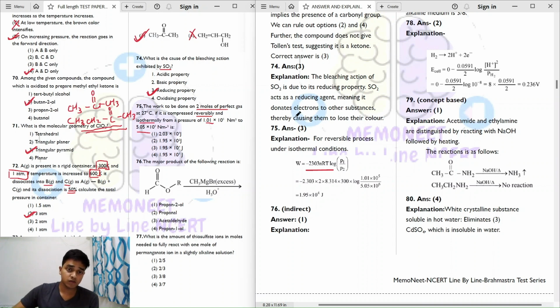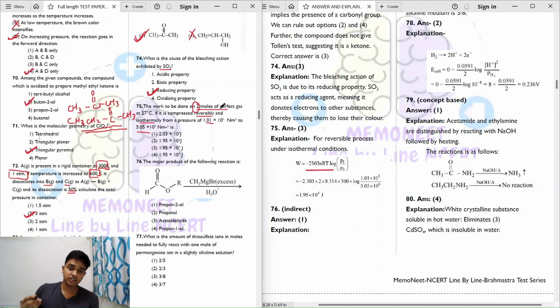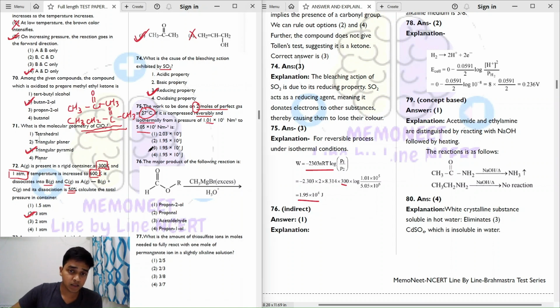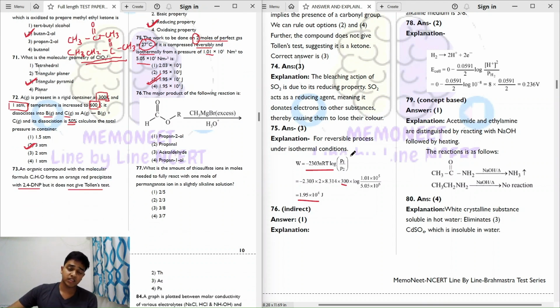So we just substitute the values. We have 2 moles of gas, so n is equal to 2. R, we know the gas constant as 8.314, and the temperature is given to us as 27 degrees Celsius. So be careful to convert it into Kelvin first. Take care of the units. That's the major mistake that most students make in physical chemistry. So 27 degrees Celsius will be equal to 300 Kelvin, and then we substitute the values of the pressure. So we get the final answer as 1.95 multiplied by 10 raised to the power 4 joule, which is option 3.